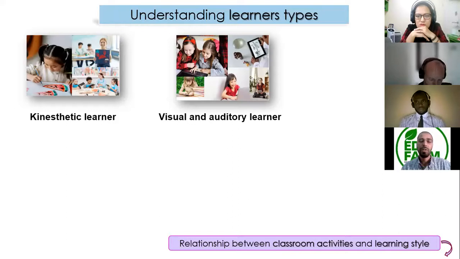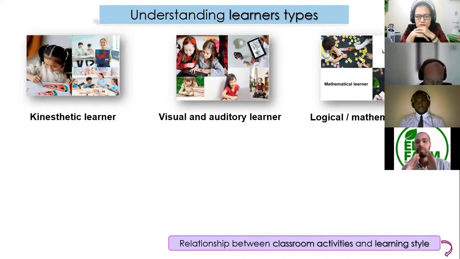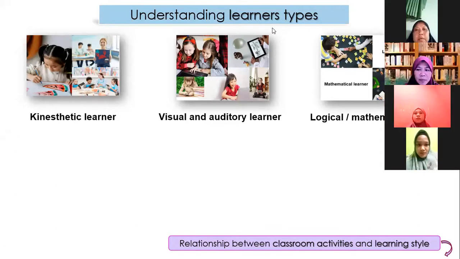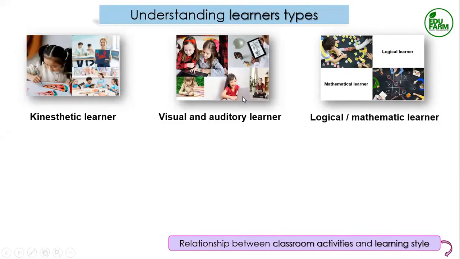Okay, the third type is the logical-mathematical learner. This kind of learner likes brainstorming and likes to solve problems more. For example, if you give them a story, they look for the secret. If there are some mysteries in the activity, they like to investigate like Detective Columbo or Sherlock Holmes stories.